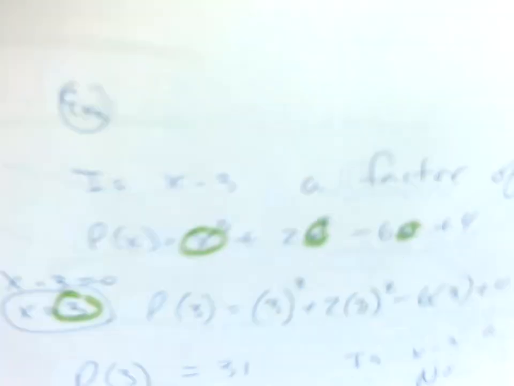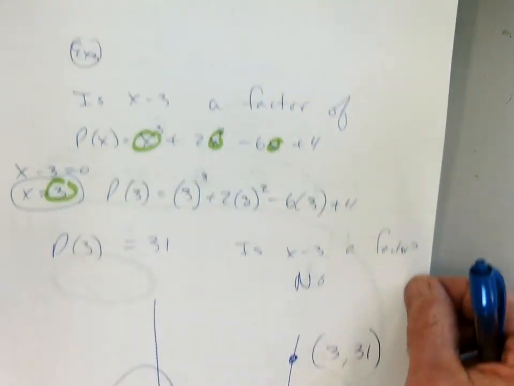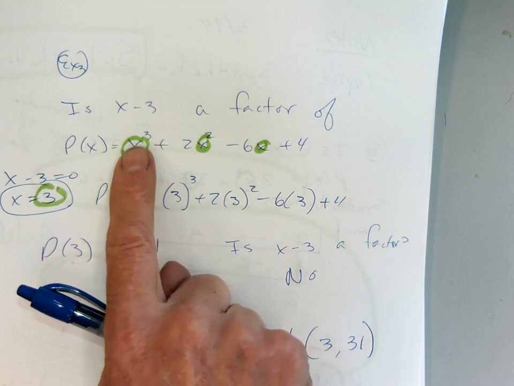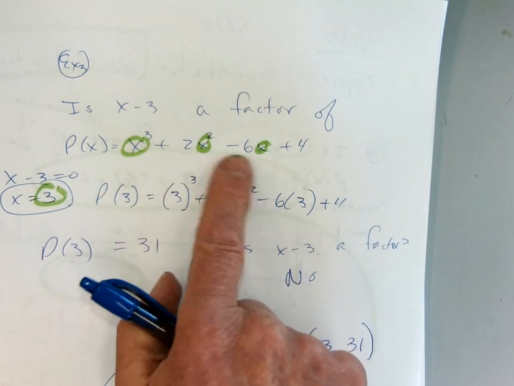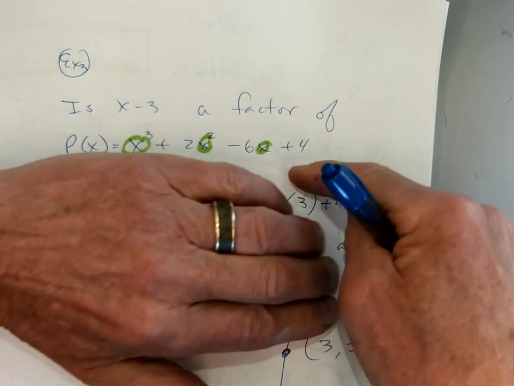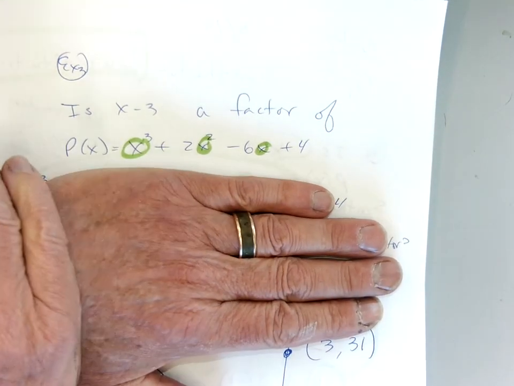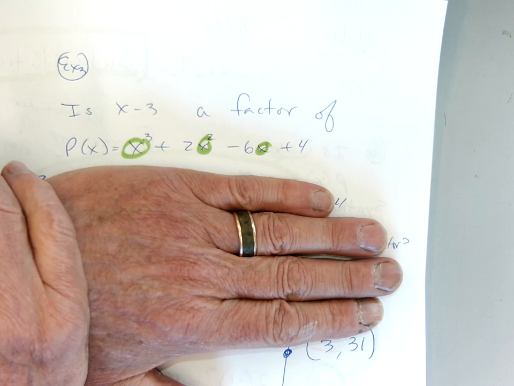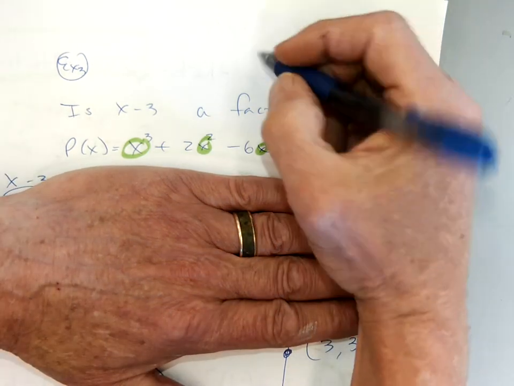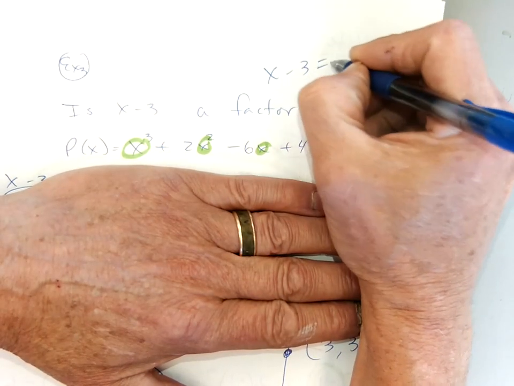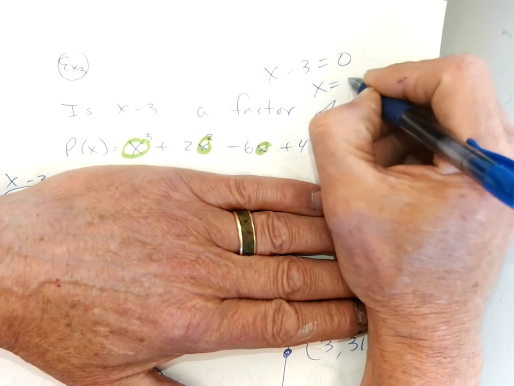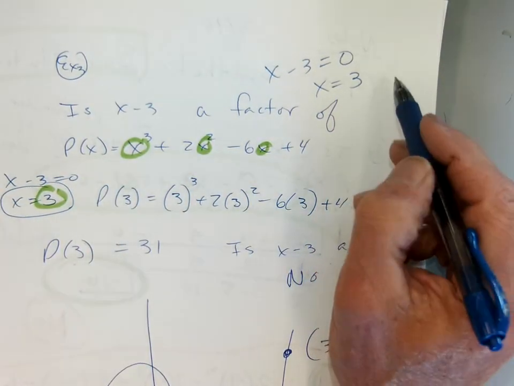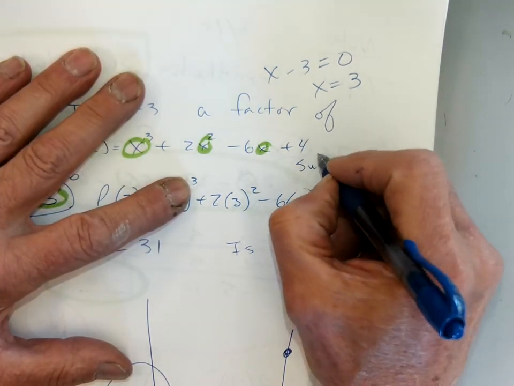So then I took a second question. I said, okay, well, let's just do this again. Is x minus 3 a factor of p of x, which is x cubed plus 2x squared minus 6x plus 4? Never said divide. I just want to know, is it a factor? I don't care about division. So if x minus 3 is a factor, then I can set it equal to 0 and solve for x and plug 3 in. So I'm going to do synthetic substitution.